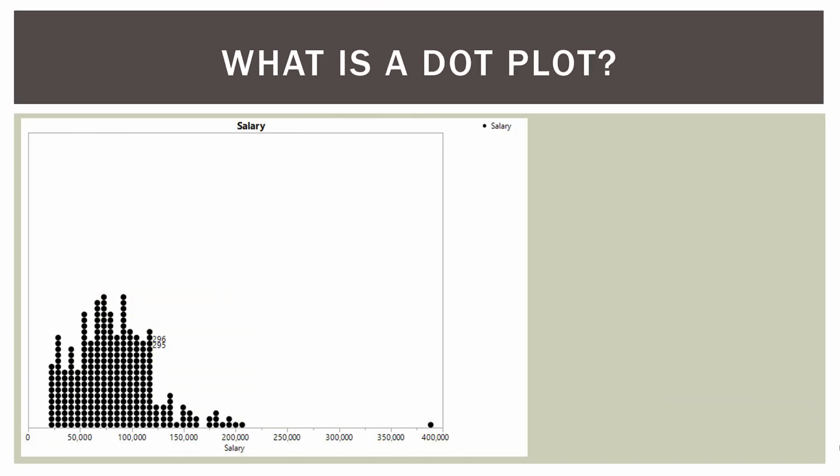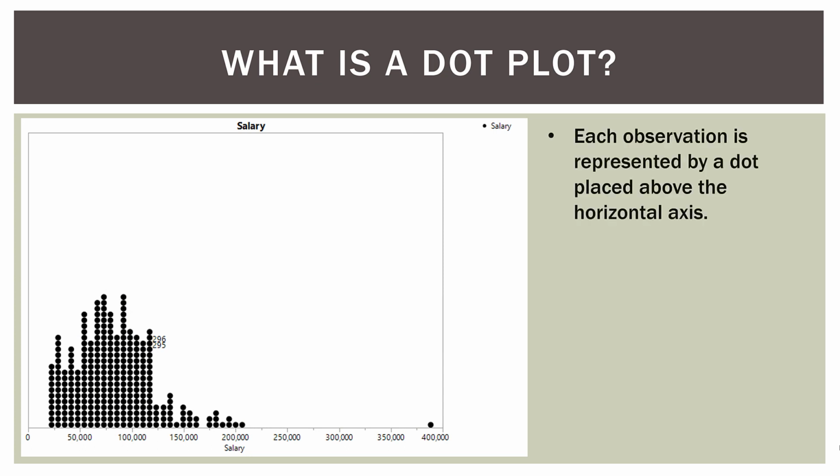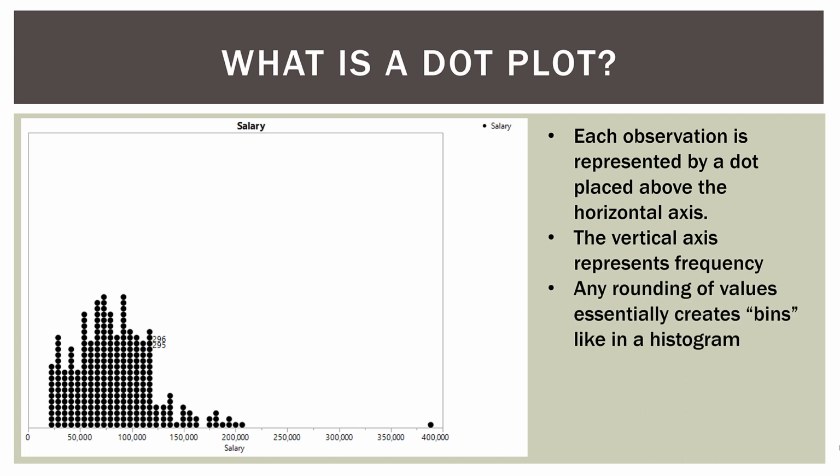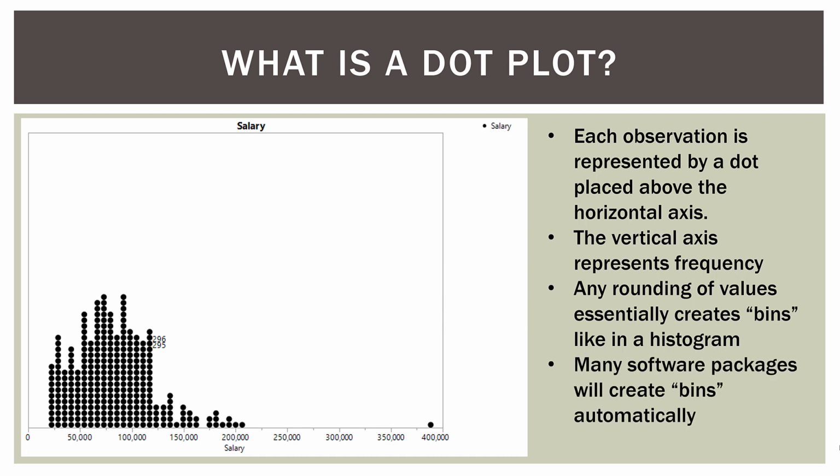So what is a dot plot? We have one over here on the left. In a dot plot, each observation is represented by its own dot placed above the horizontal axis. The vertical axis represents frequency like we would see in a histogram. Note that any rounding of values essentially creates what are called bins, like in a histogram. In this salary data, the data is rounded to the nearest $100, so that rounding creates natural bins in this dot plot. In addition, certain software packages also create bins automatically.